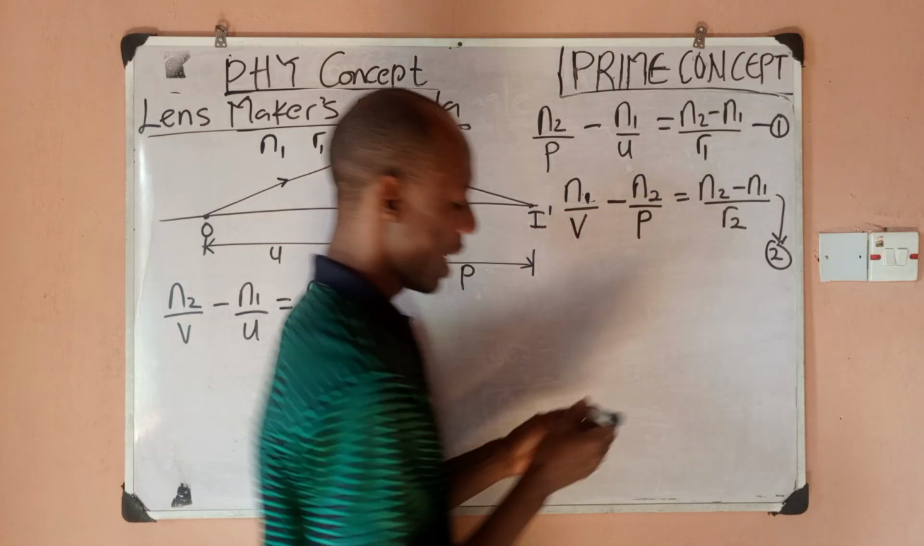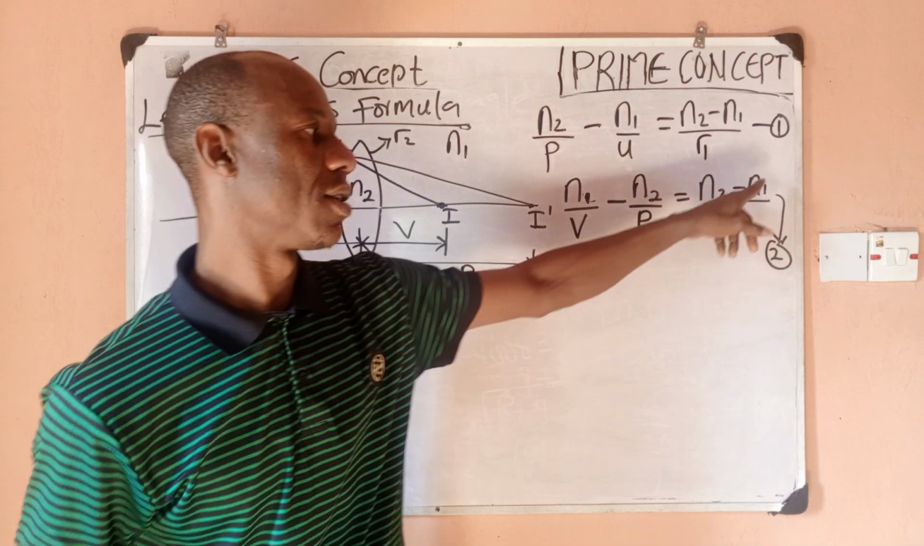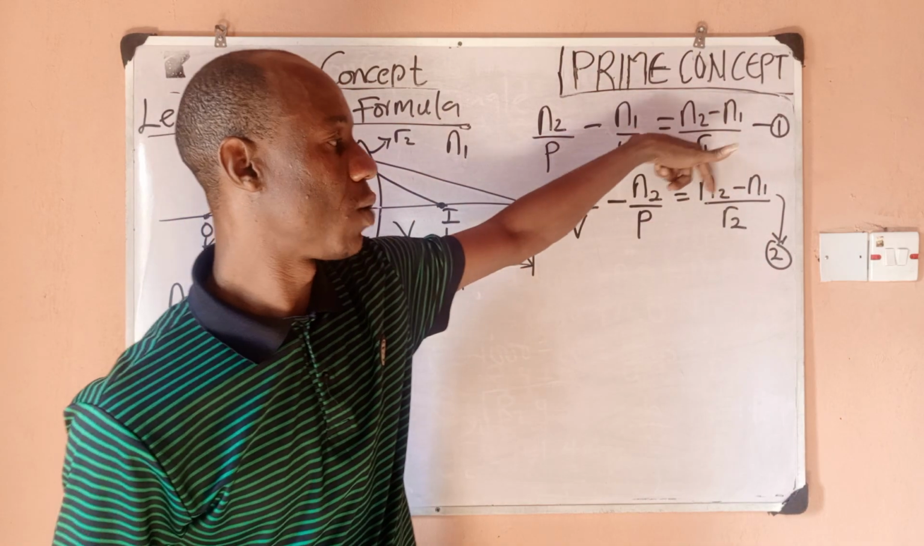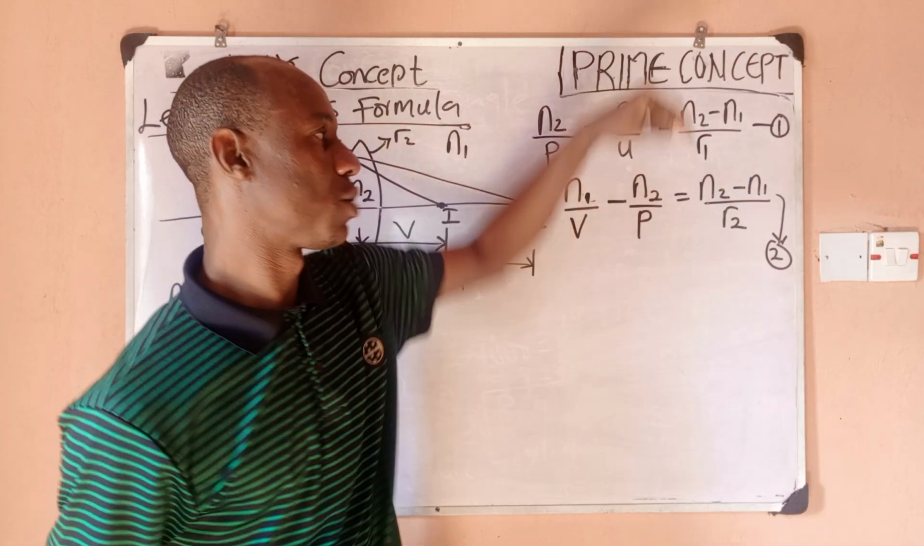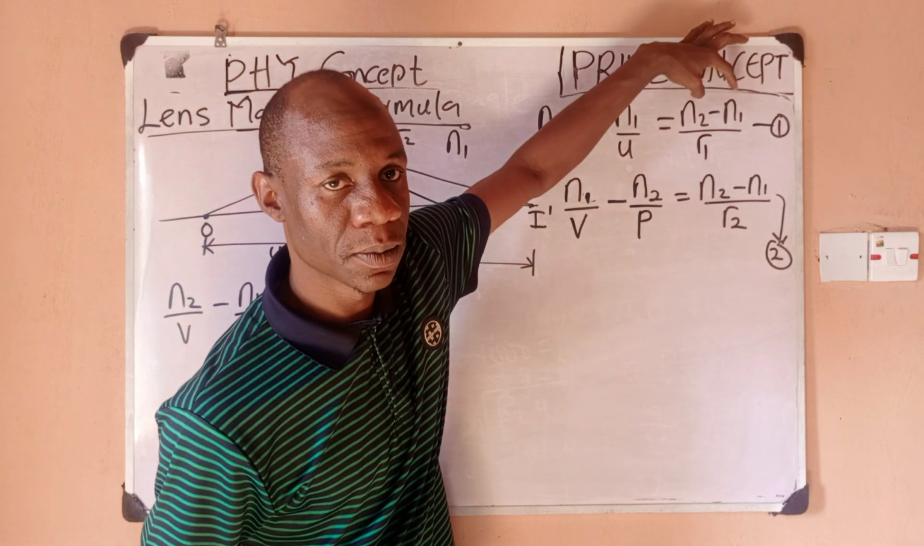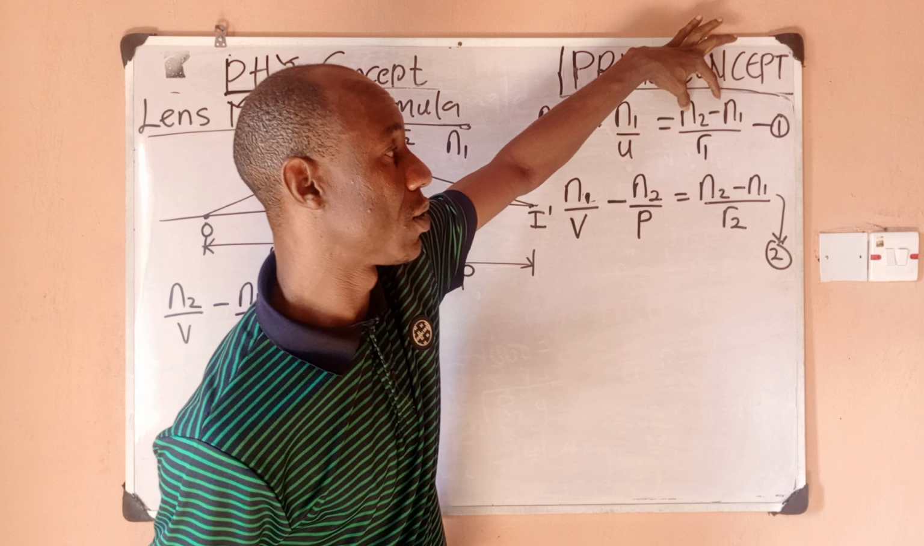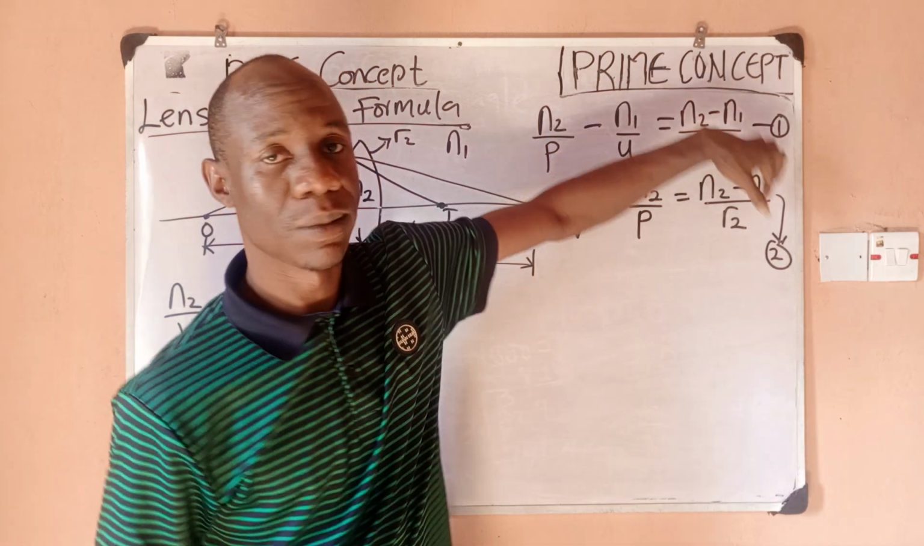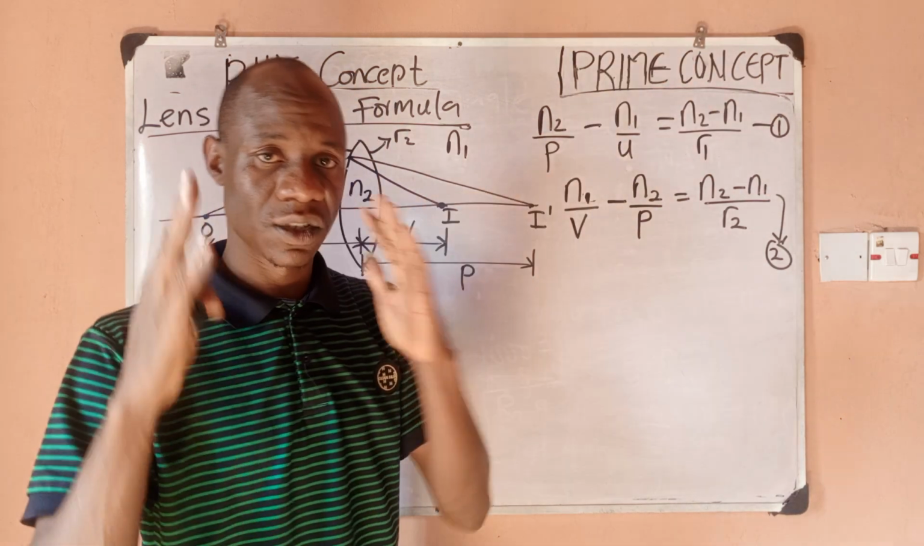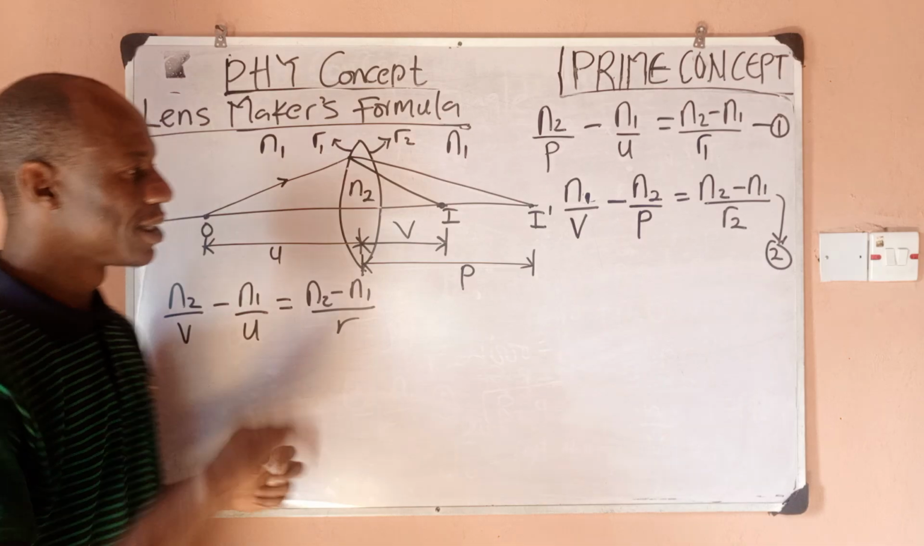Now, why am I saying N2 minus N1 and not N1 minus N2? I told you that we always take the absolute value. So to be consistent, I'll just say N2 minus N1, because it will give the same thing since we are interested in the positive quantity for that.